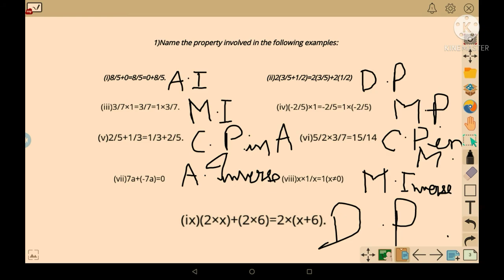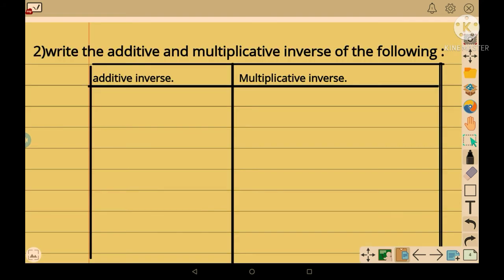Okay, let's go to the second bit now, and I want to tell you that in this video we are going to see two bits, first and second. So do not worry, I'll make more bits videos in the future. Okay, so this was the first bit and next we go to the second bit. Second bit was this, and in this, write the additive and multiplicative inverse of the following. So first let's see the first one.